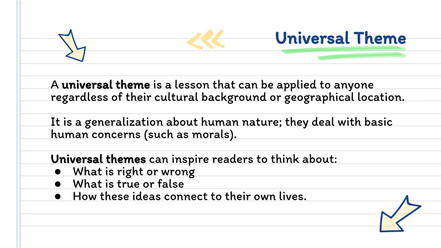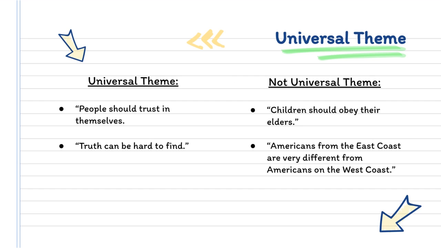So universal themes are going to inspire readers to think about what is right or wrong and what is true or false. And then it's going to help them to think about how those ideas can connect to their own lives. So here's an example of what a universal theme would look like. People should trust in themselves. So no matter where in the world you grew up or what your background is, you can understand that universal theme, that people should trust in themselves.